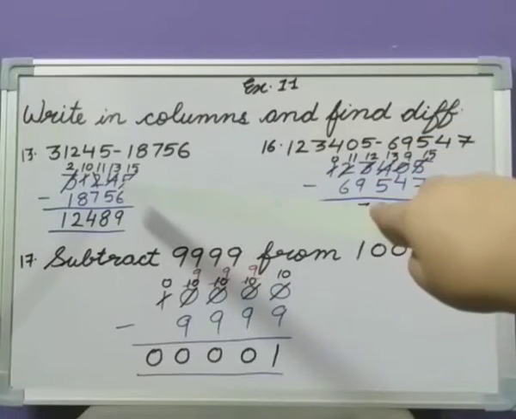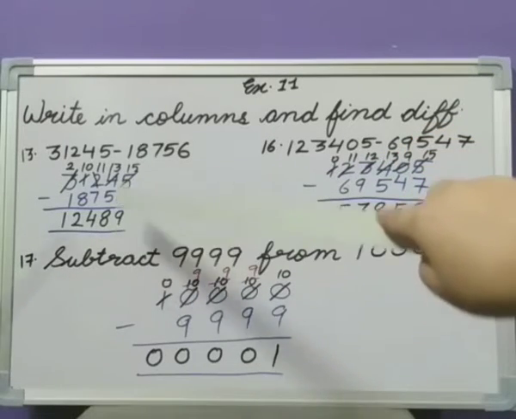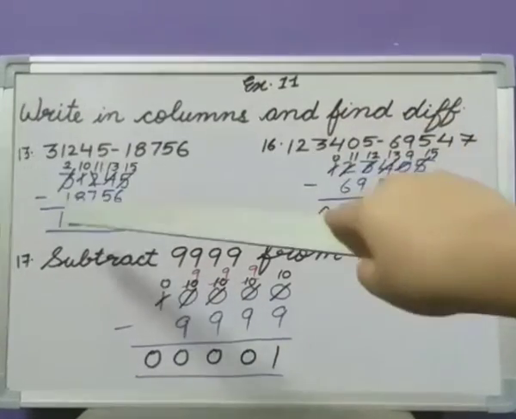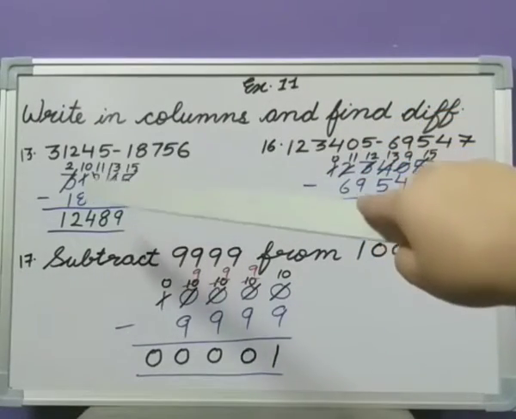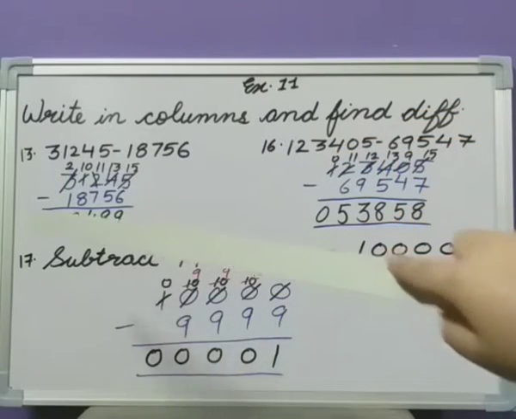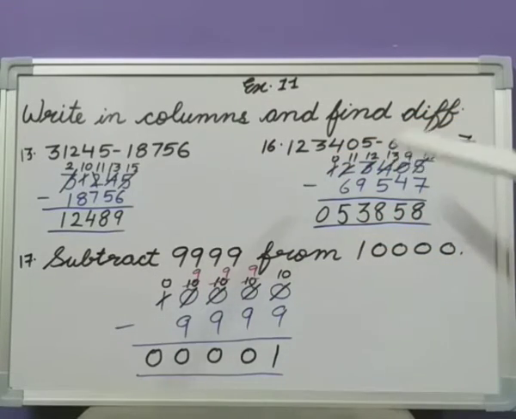13. 13 minus 5 is equal to 8. Then 1 minus 7 is again not possible, so we need to borrow from that. Then 10 minus 8 is equal to 2, and 2 minus 1 is equal to 1. Question number 16.